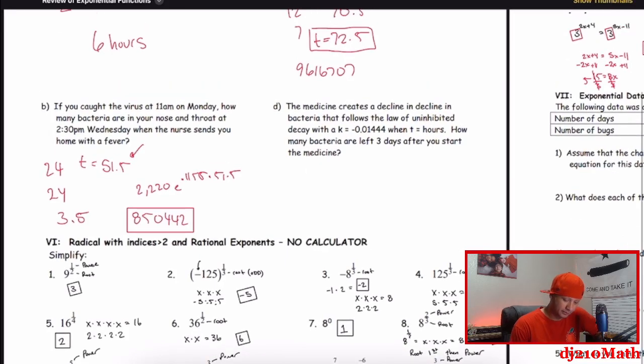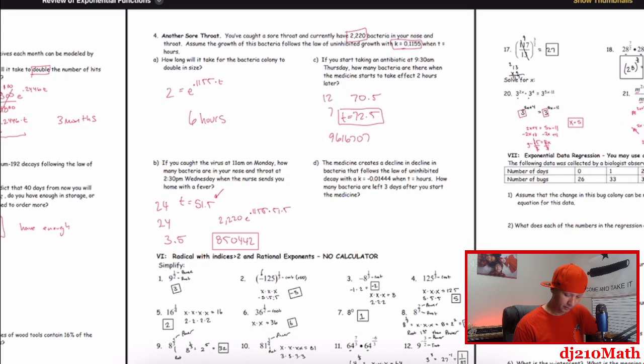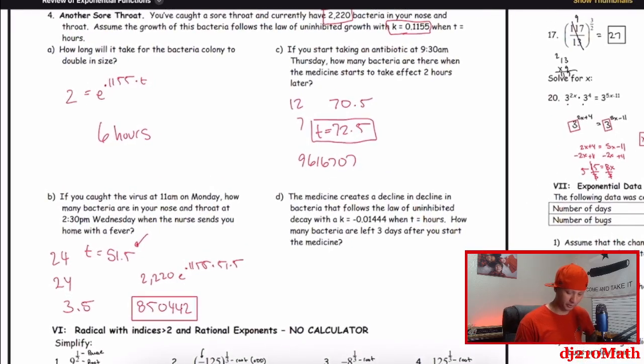All right, the medicine creates a decline in bacteria that follows the law of uninhibited decay, with that K and T is hours. How many bacteria are left 3 days after you start the medicine? So let's think about what that's asking. When the medicine starts to take effect, that's how you want to interpret this. Words mean things. It says after you start the medicine. I started it, and it took 2 hours, so do I need to calculate at 70.5, or do we just use this number? I'm lazy. Let's just use this number and say 3 days after this.